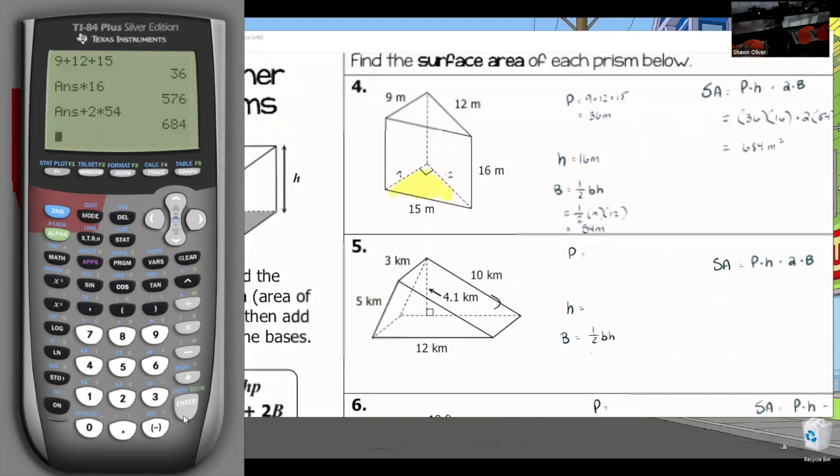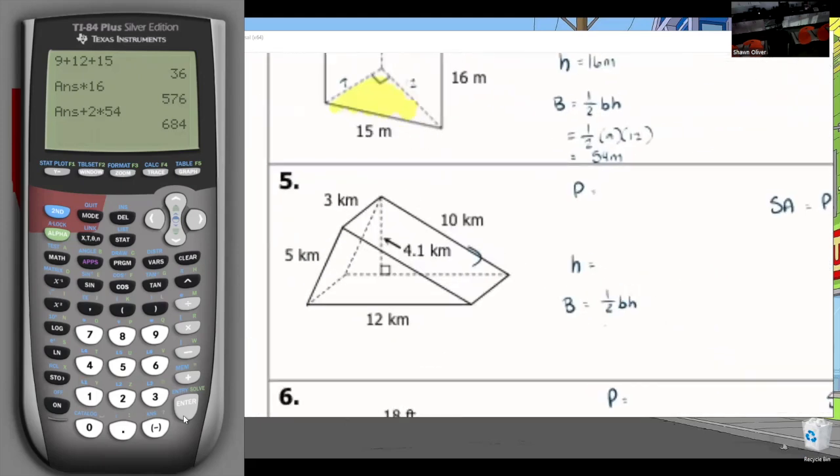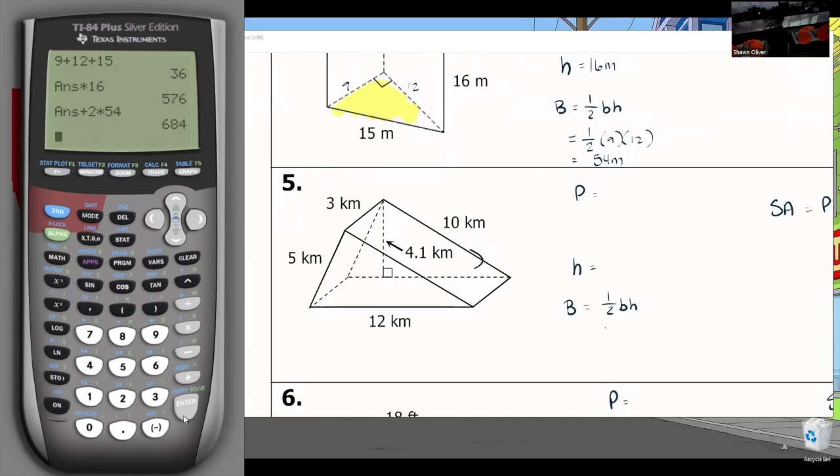Again, this one is kind of sitting up on its side. The last triangular prism was sitting on its base. This time, though, our base is kind of here, and it's sitting on one of its faces. So a face is the sides that are not our base.